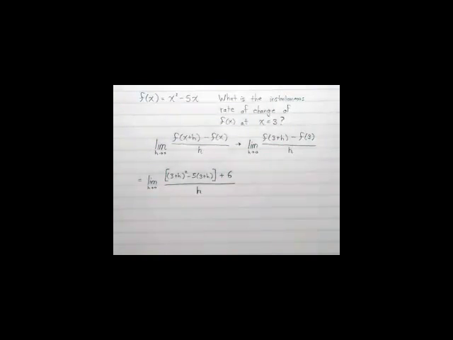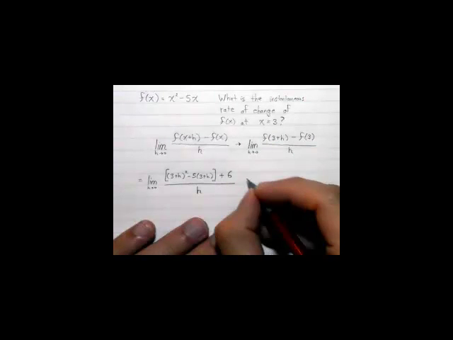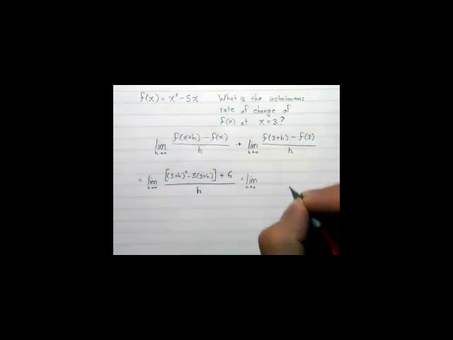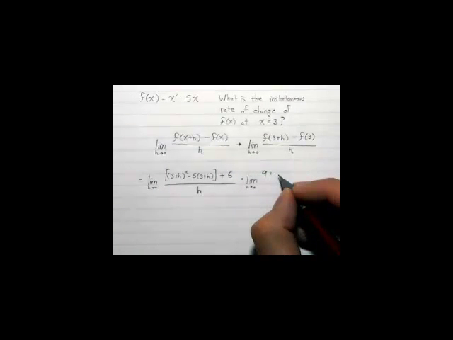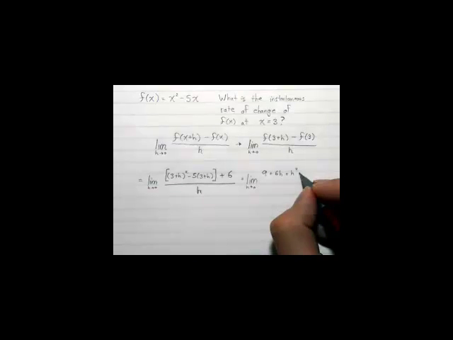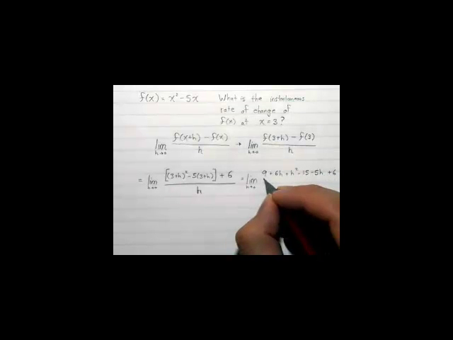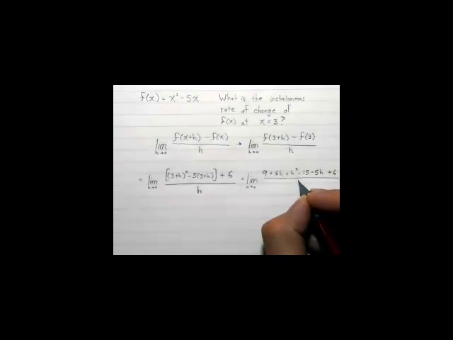And then we got to whip out our algebra skills here and multiply that stuff all out. Okay, so 3 plus h squared. Just going to start with that. So that's 9 plus 3 times h plus 3 times h, 6h plus h squared. And then distribute the negative 5, so minus 15 minus 5h, and then we've still got the plus 6 on there. All that divided by h.